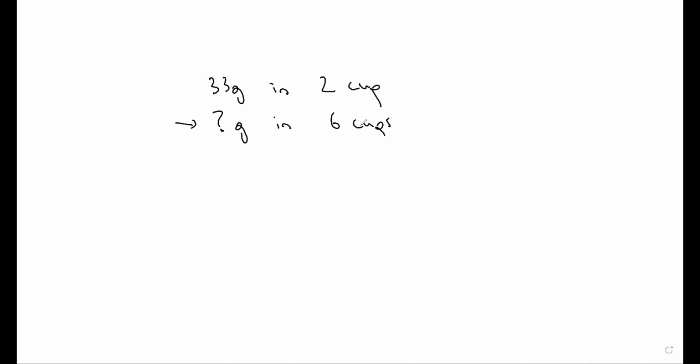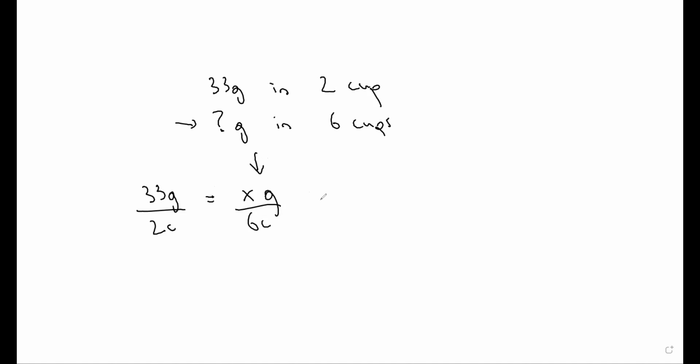And maybe in this case, we'll do it both ways, just so everyone can see that you'll get the same answer regardless. So first, let's start with putting grams on top. So 33 grams corresponding with 2 cups. And then our unknown ratio will be X number of grams corresponding with 6 cups. So again, that's why I like putting grams on top, because then we've got the X on top, but that's not completely necessary as long as they're consistent.